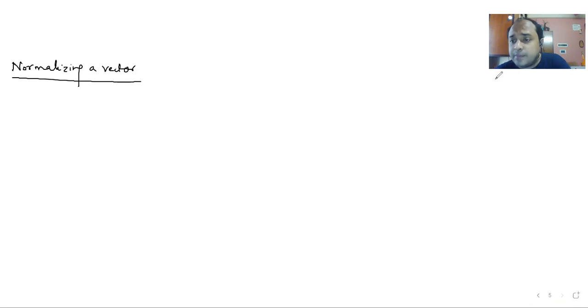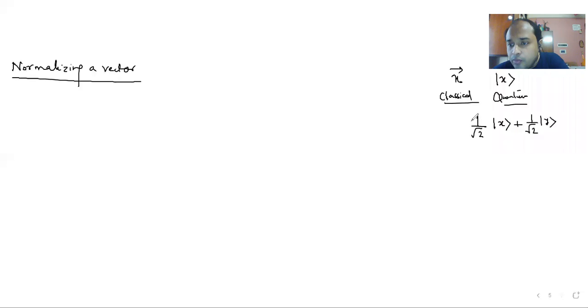In quantum mechanics, suppose this is a vector. In Dirac notation, this is called Dirac notation. When we write x cap, this is what we write in mathematics and in classical physics, but in quantum we use the Dirac notation to write this vector. Now, if we consider two vectors x and y, normalization means this thing. We are normalizing the thing.